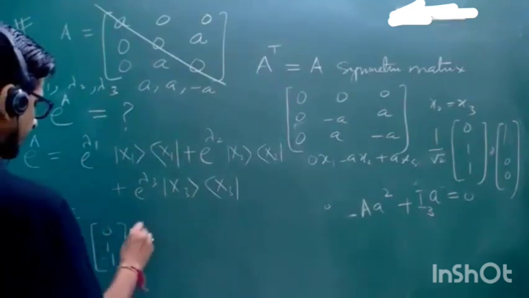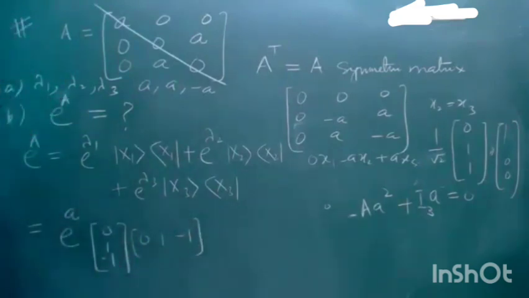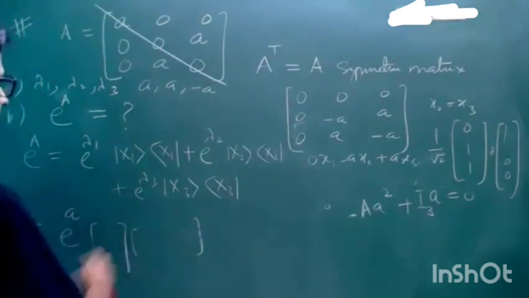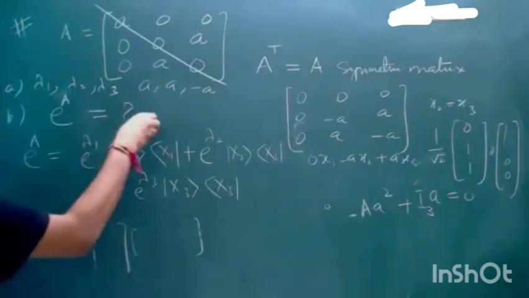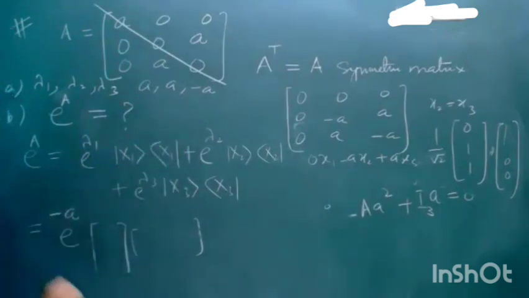0 1 minus 1. Yes, sir. No, sir, it was 1 0 0. Sorry, 1 0 0, corresponding to a, I am asking. Yes, sir. Let me first write minus a, first of all minus a, then tell.